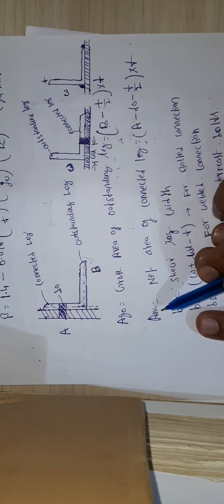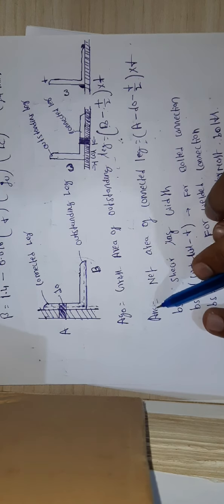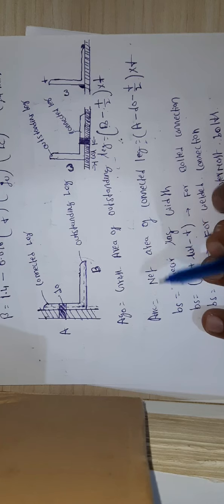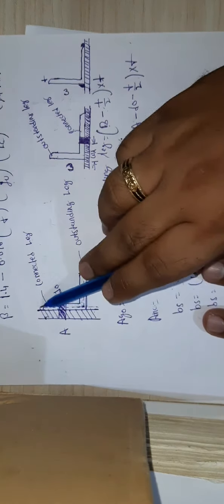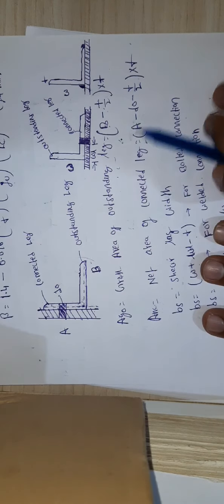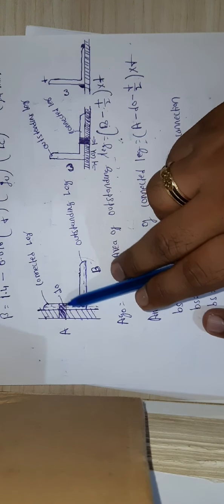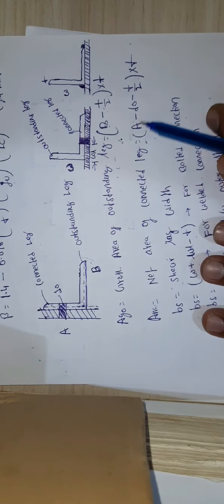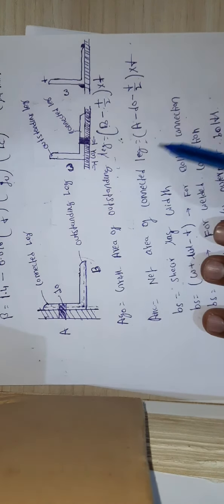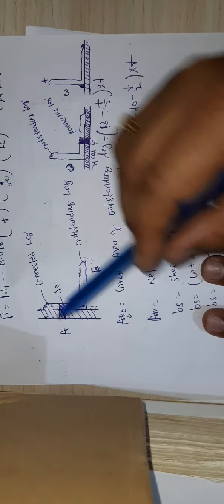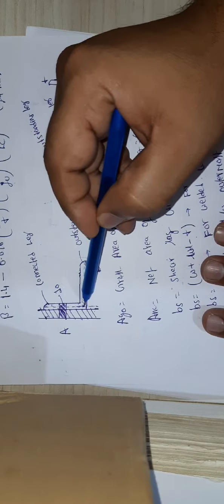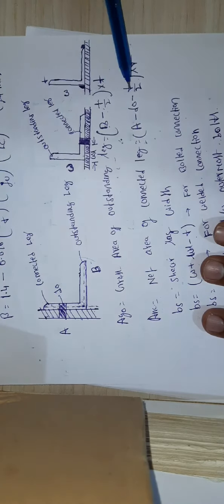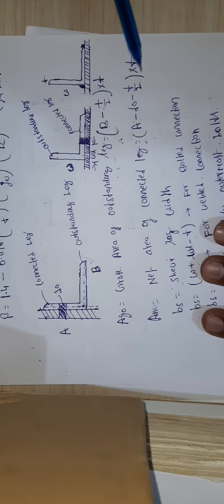Similarly we can calculate the net area of the connected leg. Anc means net area of the connected leg. How to calculate this? It equals A, where A is the length of the connected leg, minus D0, meaning we need to deduct the dia of the bolt hole, minus T by 2. I already said we need to take exactly the half. Here I draw the center line, here to here, so that is T by 2 into T.